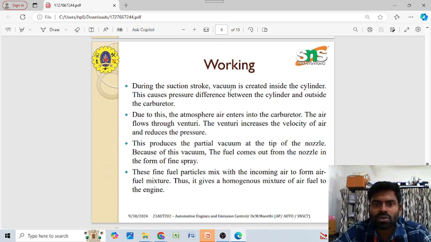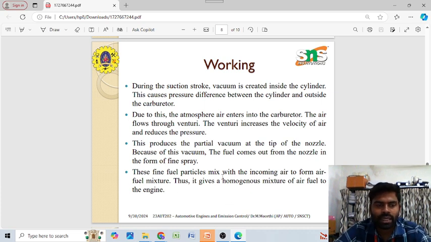During the suction stroke, vacuum is created inside the cylinder, which creates a pressure difference between the cylinder and the outside of the carburetor. Due to this, atmospheric air enters the carburetor and flows through the venturi. The venturi increases the velocity of air and reduces the pressure. This produces a partial vacuum at the tip of the nozzle. Because of this vacuum, the fuel comes out of the nozzle in the form of a fine spray. These fine fuel particles mix with the incoming air to form the air fuel mixture, giving a homogeneous mixture of air and fuel to the engine.